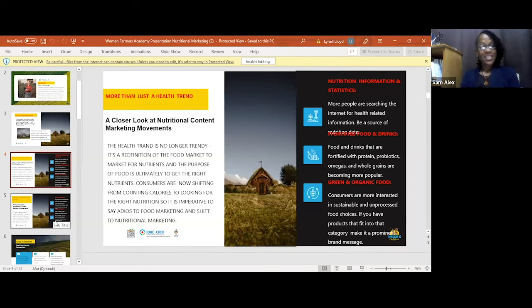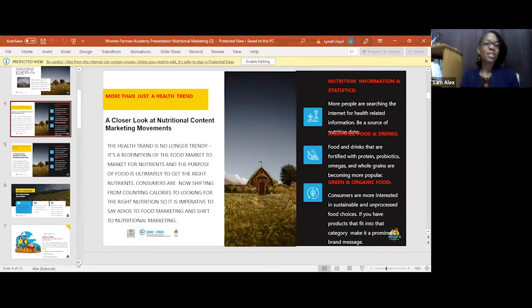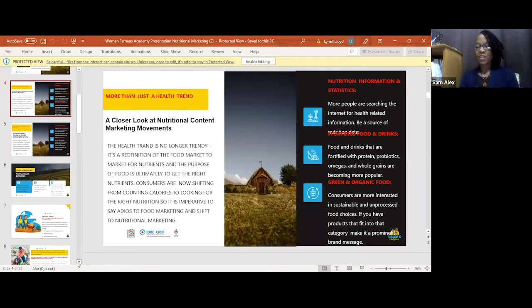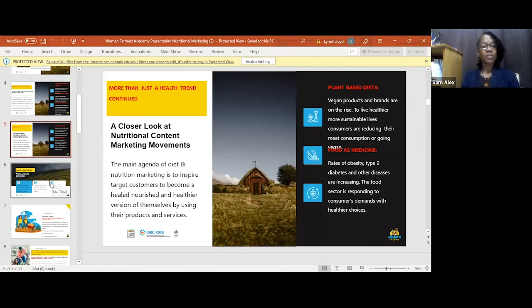And we spoke about the nutritional marketing movements to consider: fortified food and drinks, nutritional information and statistics, green and organic food, plant-based diets, and food as medicine, okay? So these are the categories of movements, quote unquote trends, and this is what you are catering to. This is the people you are trying to reach. Let's move down. We went into the food health. We could go to this one.